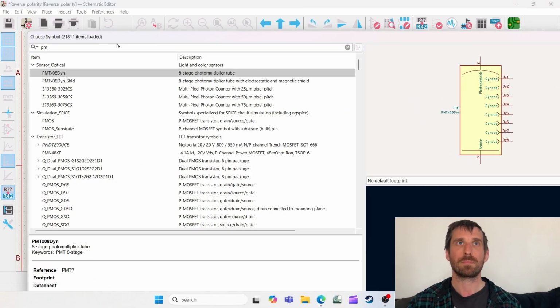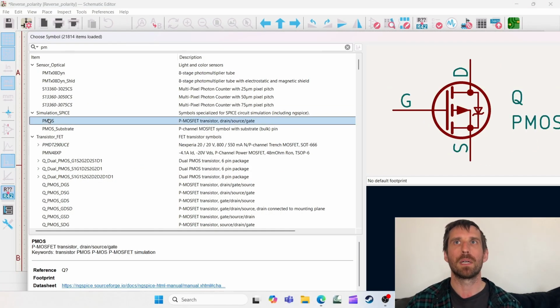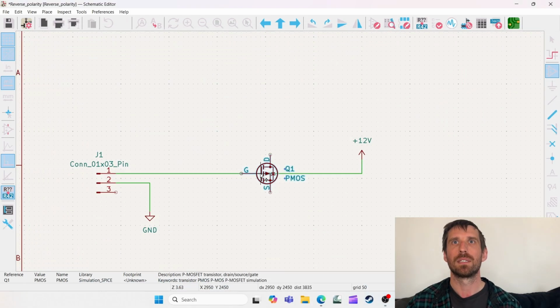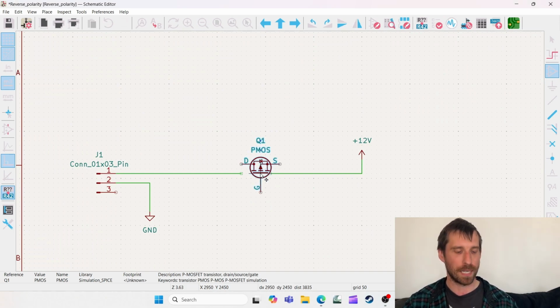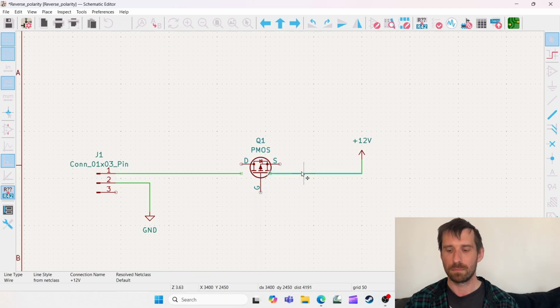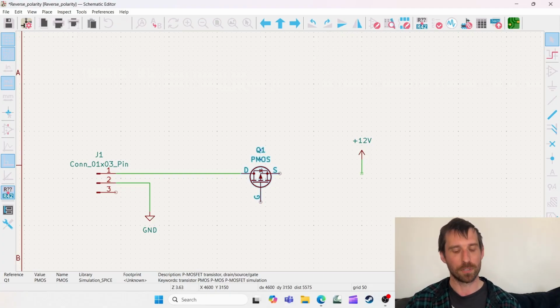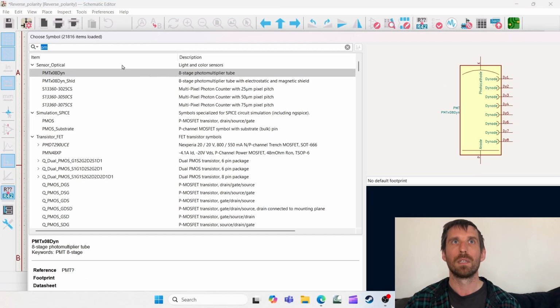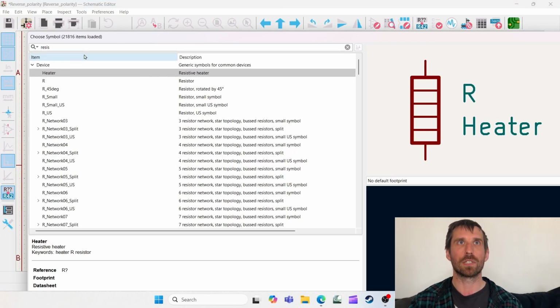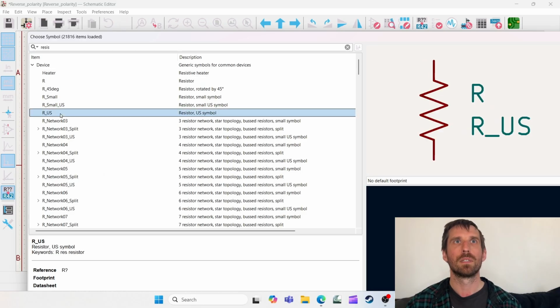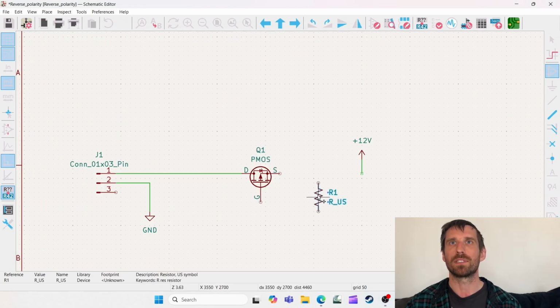So we're going to find, give me a PMOS right there. So we're going to reverse that. That is correct. Let's move this a little bit right there. We'll put, actually, no, we need resistors. So let's do a resistor. Let's go with the US symbol because I'm in the US. So we need one right there.